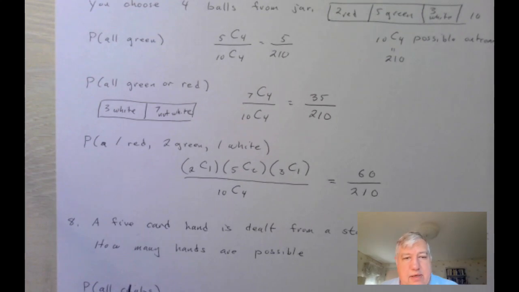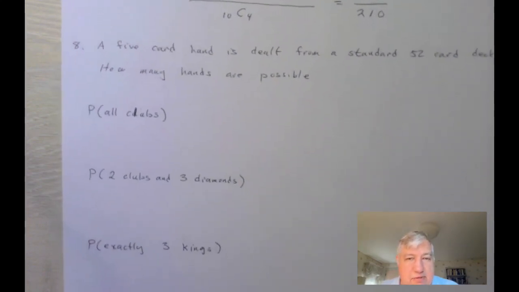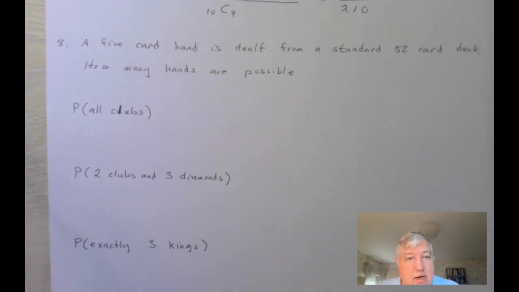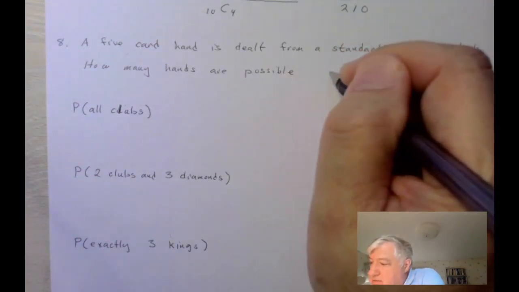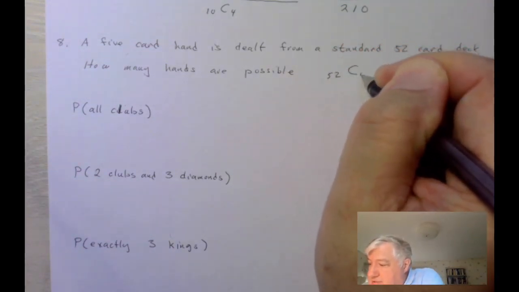Now for the last example, we'll go back to our cards. Before the days of Hold'em, everyone played poker with 5 cards in their hand. So let's talk about that: 5-card hands dealt from a standard 52 card deck. We don't really care about the order in which the cards are dealt, so we're again working with combinations. How many hands are possible? Well, it would be 52 choose 5.